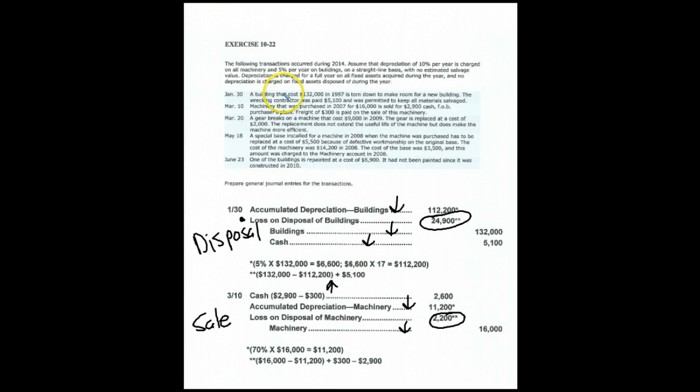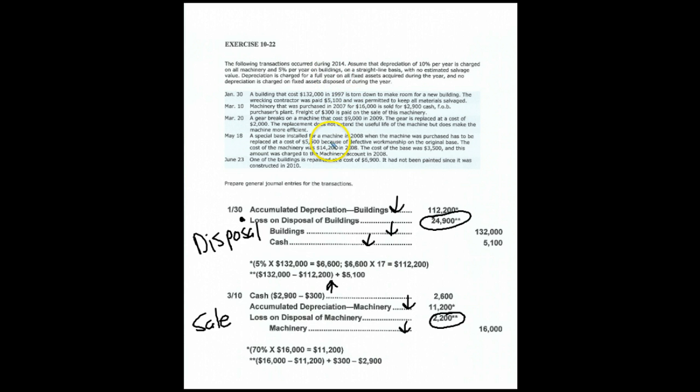Okay, so we're going to look at the last three. On March 20, a gear breaks down, costs $9,000. It's replaced at a cost of $2,000. It does not extend the useful life of the machine, but it makes it more efficient. So since it makes it more efficient, we're going to capitalize that cost. So we're going to debit the machine account and credit cash for $2,000. Okay, so we capitalize that particular cost.